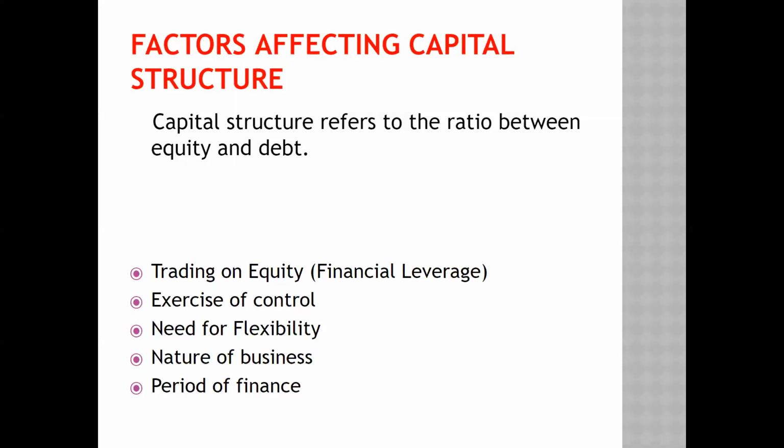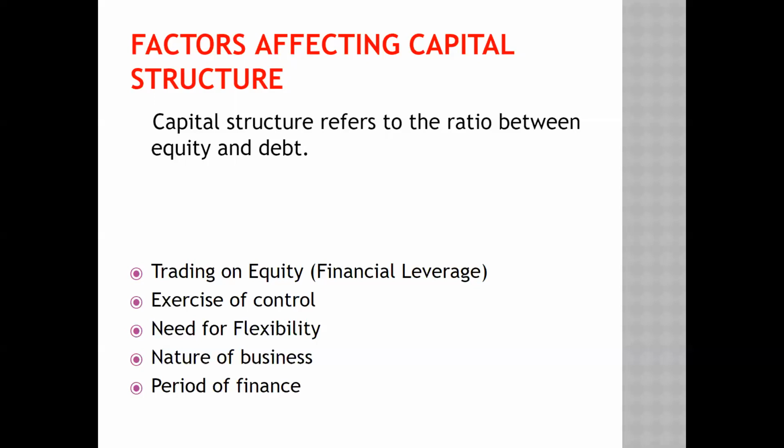Third is need for flexibility. A good capital structure should be flexible so that adjustments can be made whenever the need arises. You know that debentures and preference shares can be paid off whenever the company feels necessary, and they can be issued anytime. So this is the flexibility. But if you issue equity shares, they cannot be paid off except at the winding up of the company. So this is also one factor which affects capital structure.